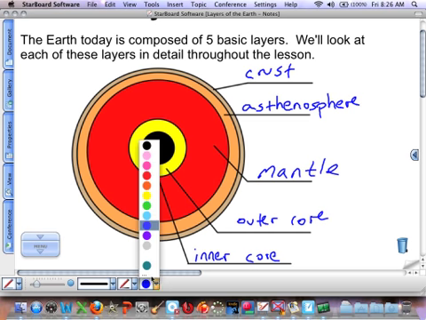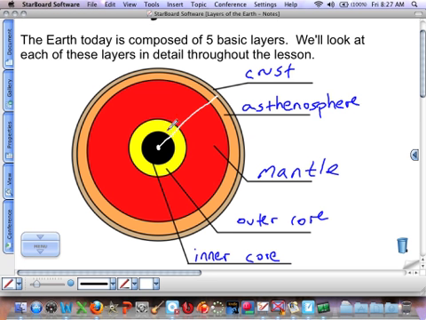A couple things that are worth mentioning. The radius of the Earth is only 4,000 miles. That's it. So if you were to go from New York to LA, let's just say New York to Hawaii, it's a long way to go, but it's not an overly expansive trip.